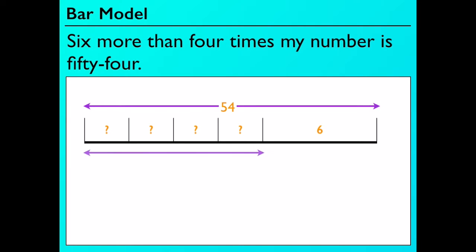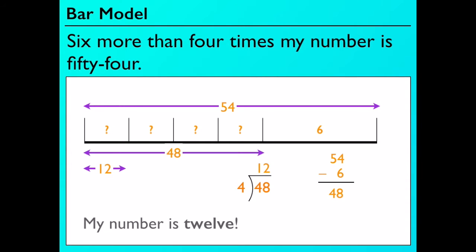First objective is we want to find what is 4 times my number. So we take the 54 minus 6 to get the length of 48. So 4 times my number is 48. So I can divide 48 by 4 to get 12. So in this case, my number is 12.